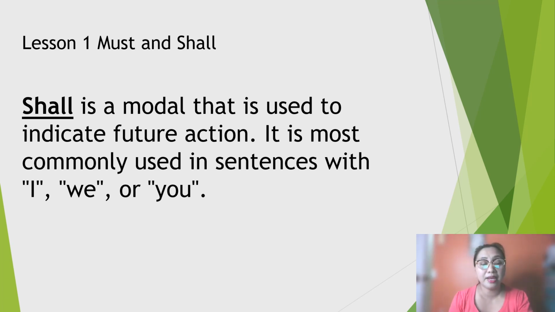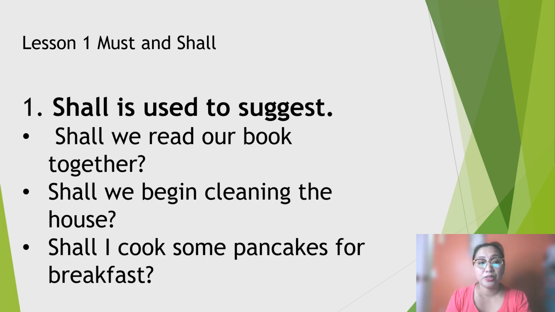Shall is a modal that is used to indicate future action. So if you want to talk about future actions, you use the modal shall. It is most commonly used in sentences with subjects like I, we, or you. Shall is used to suggest something in the form of a question. For example, shall we read our book together? Shall we begin cleaning the house? Shall I cook some pancakes for breakfast? Shall we go now? So you use the modal shall if you're going to suggest something to someone.